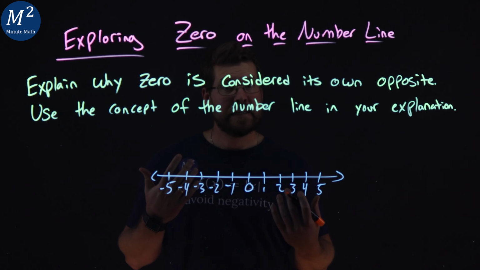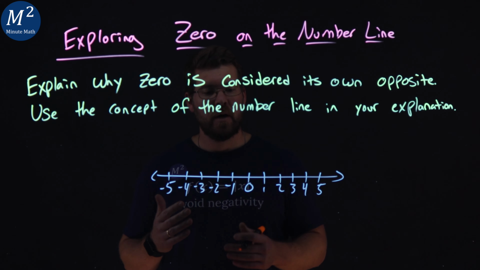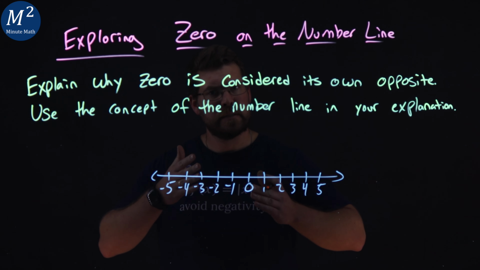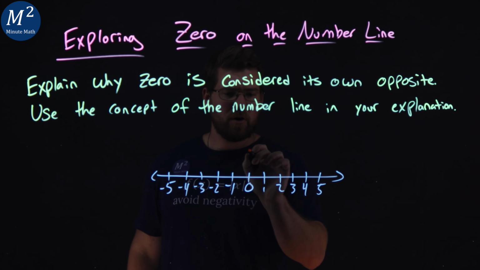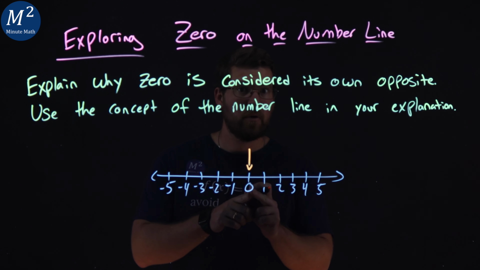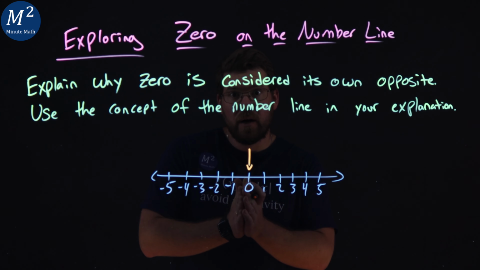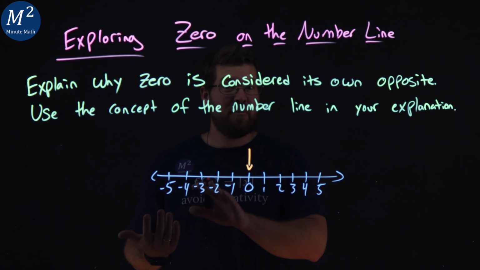Why is it considered its own opposite? Well, when we find the opposite, we need to find the number's distance from 0. And so if we're starting right here at 0, the distance from 0 is 0. It's right there. And there's no positive or negative that we can attach to it.